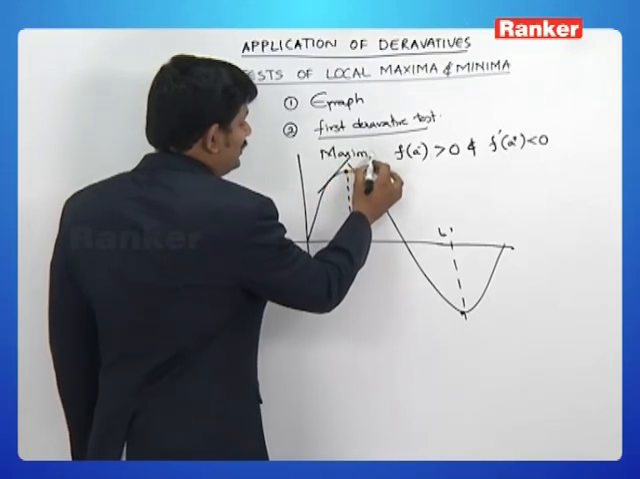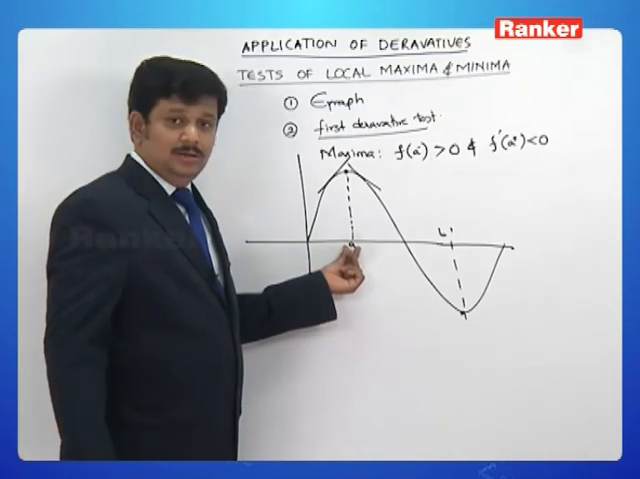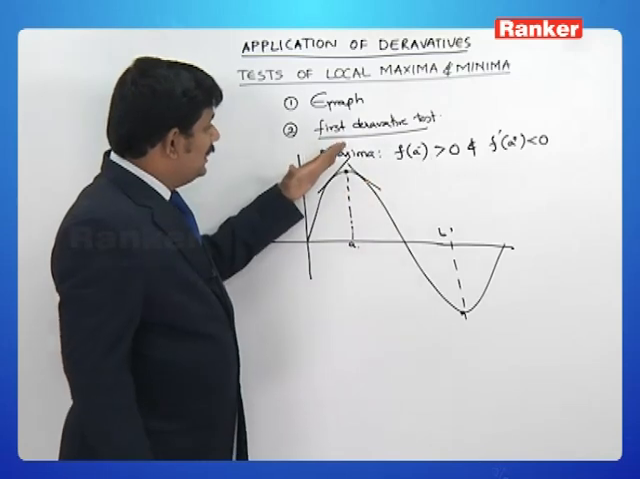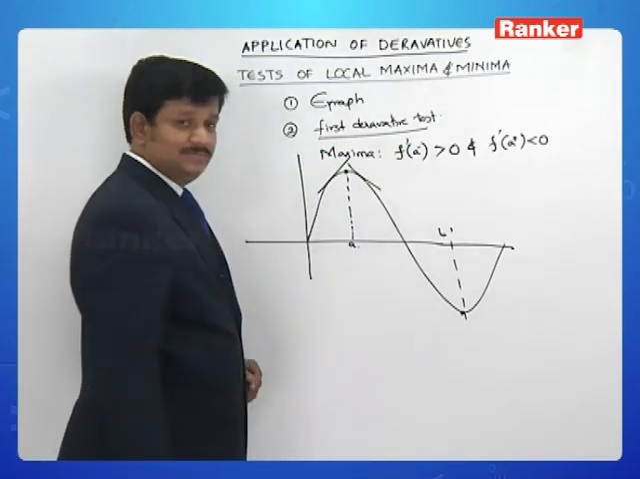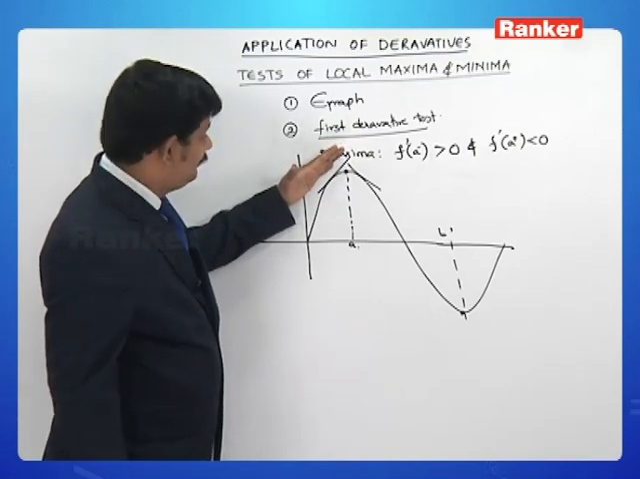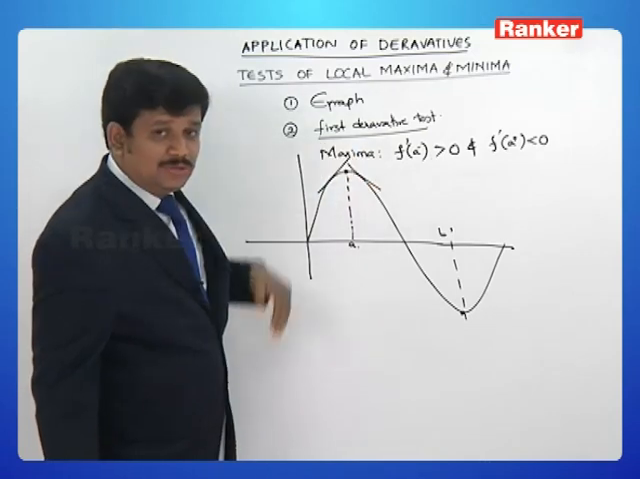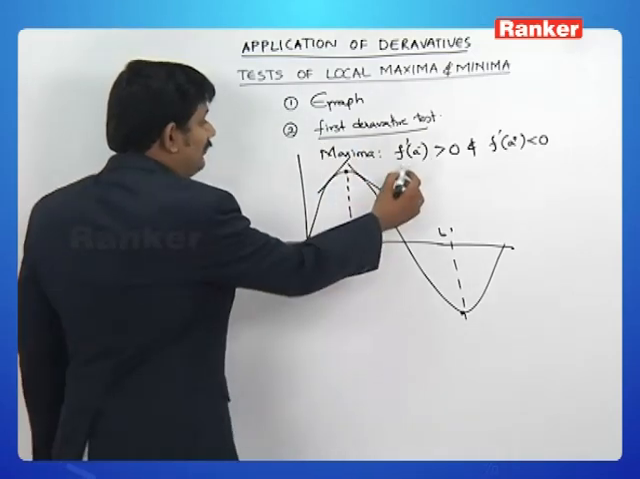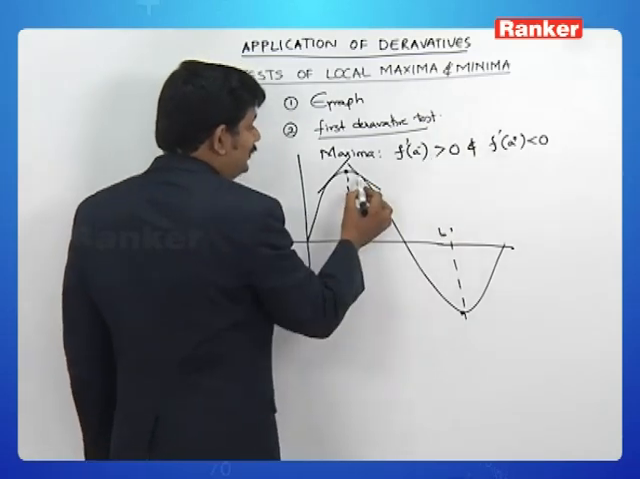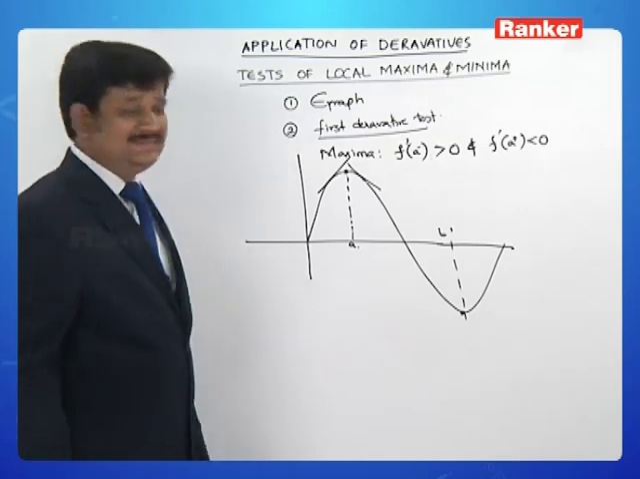So, whenever a maxima occurs at a point A, because f dash of A is 0, then we need to check f dash of A minus, that is the derivative to the left side of A, and f dash of A plus, which is the derivative to the right side of A. If the derivative to the left side of A is positive and the derivative to the right side of A is negative, then we can confirm that it is a local maxima.